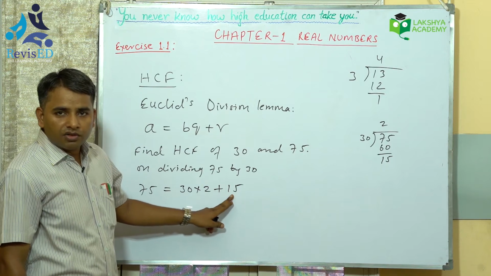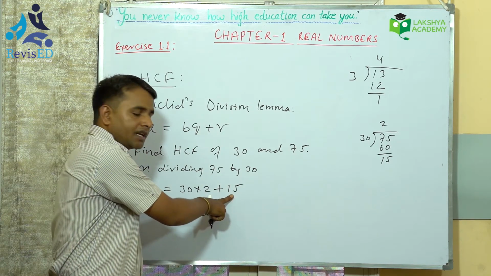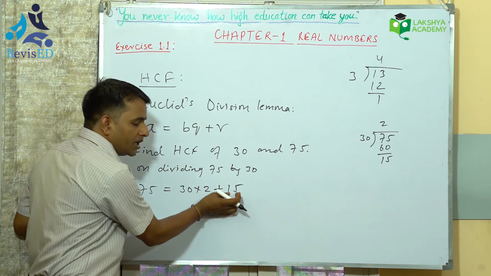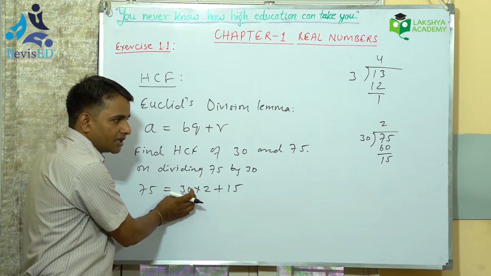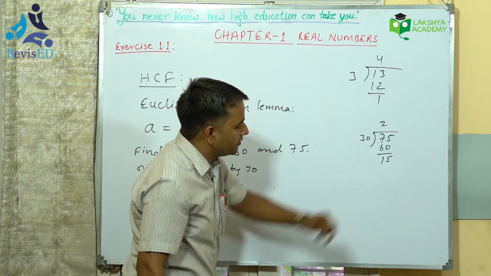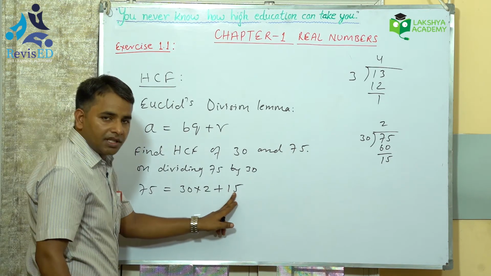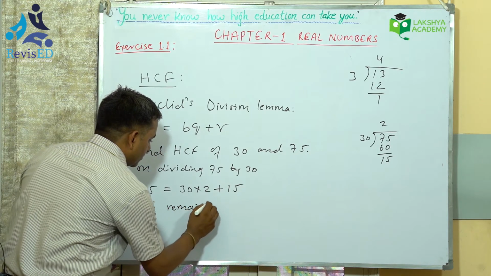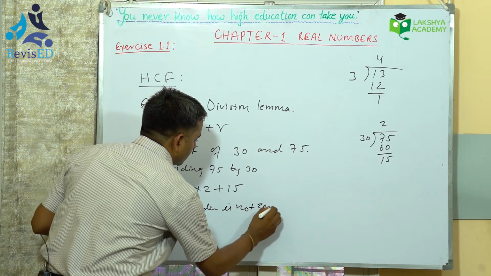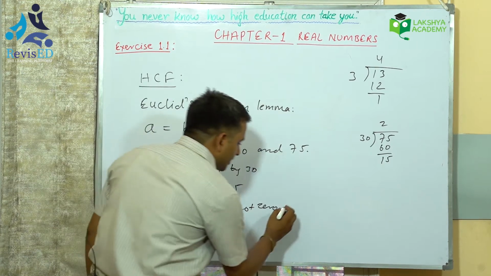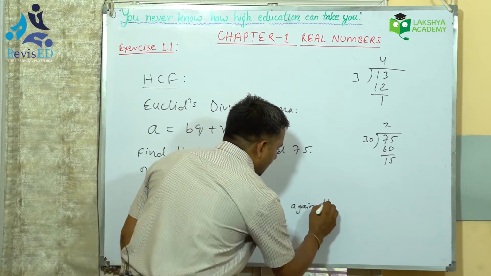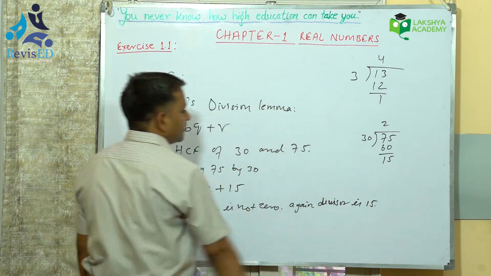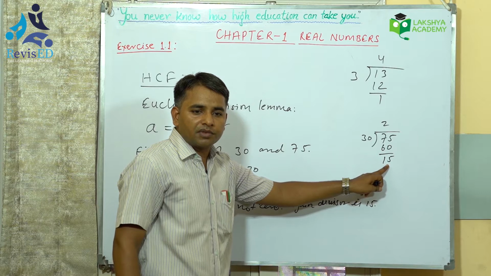Here the remainder is not 0. Until we get the remainder as 0, we will keep following this process. The next step is that whatever remainder has come will divide the previous divisor. Here our previous divisor is 30 and the remainder is 15, so we will divide this divisor by the remainder and write the next step. Since the remainder is not 0, again the divisor is 15. 15 means the remainder. So whatever is the remainder in the previous step, that will become the divisor.